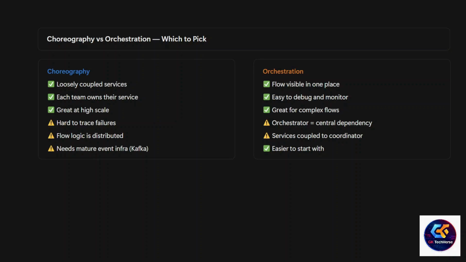Orchestration gives you one place to read the entire business flow, easier to monitor, but your orchestrator becomes a centralized dependency. One practical rule you need to remember: start with orchestration when building, move to choreography only when your teams and services are genuinely independent at scale.